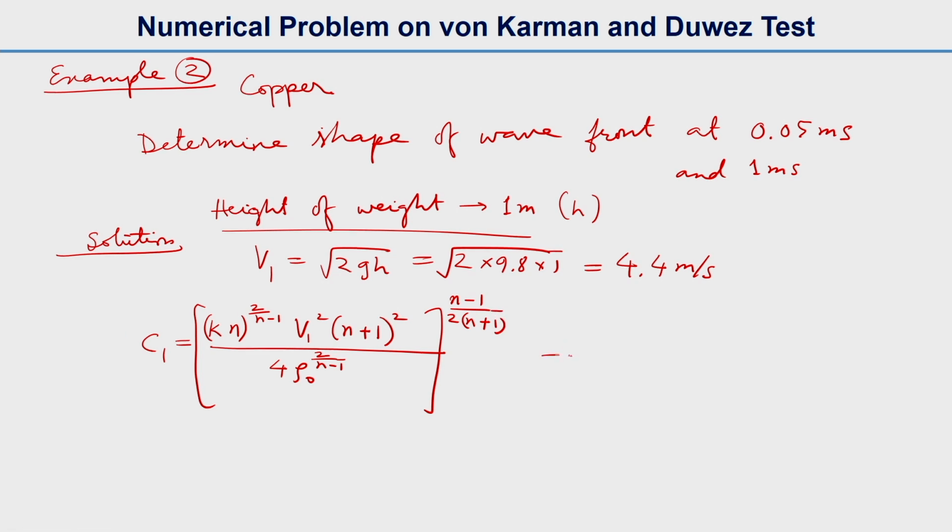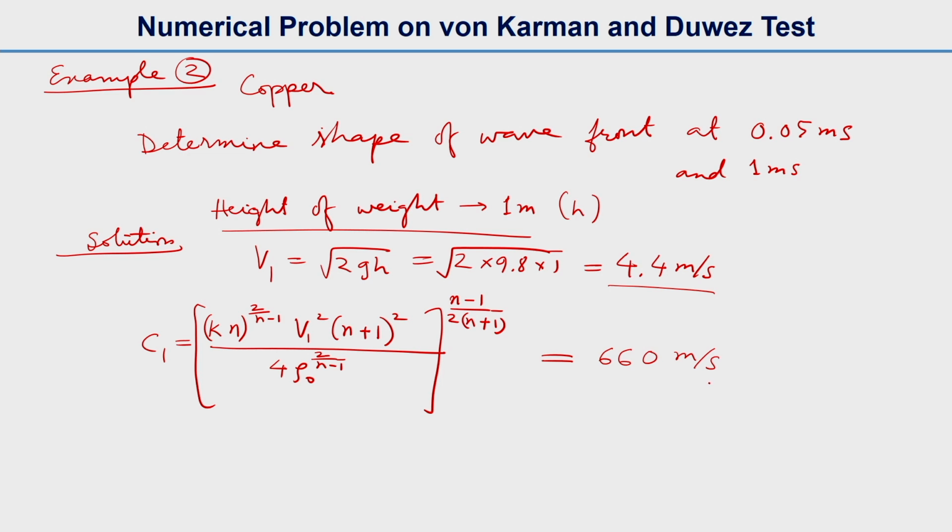So here if you see, we know k from the earlier problem, we have the value of k, we have the value of n, and then we have the density. And we know the impact velocity now. Earlier we didn't know that, but for this problem we have the impact velocity with us. So this will give us C1 equal to 660 meter per second.